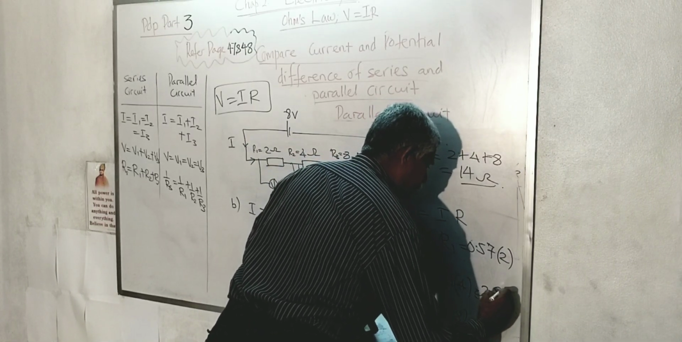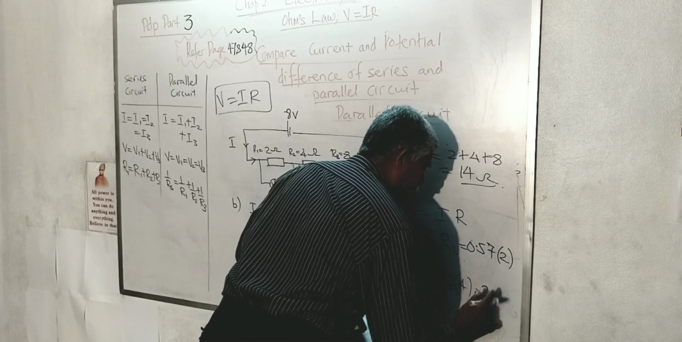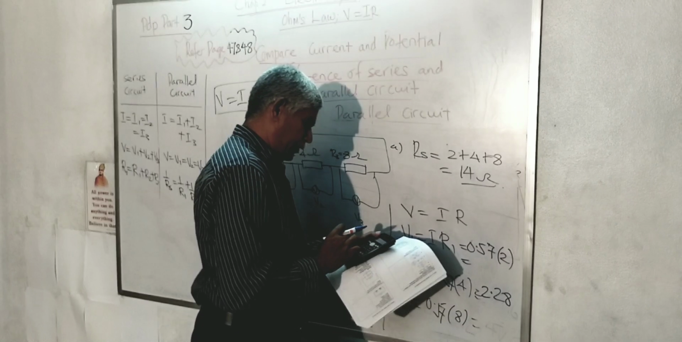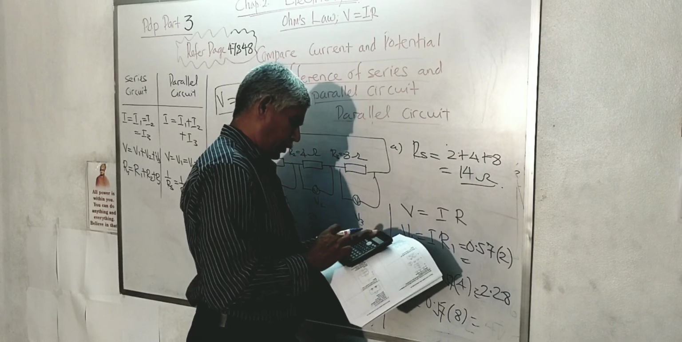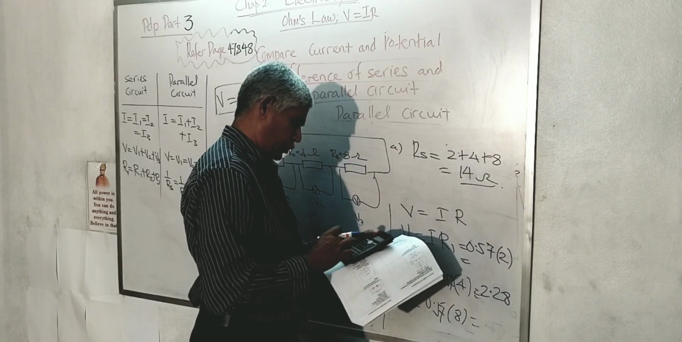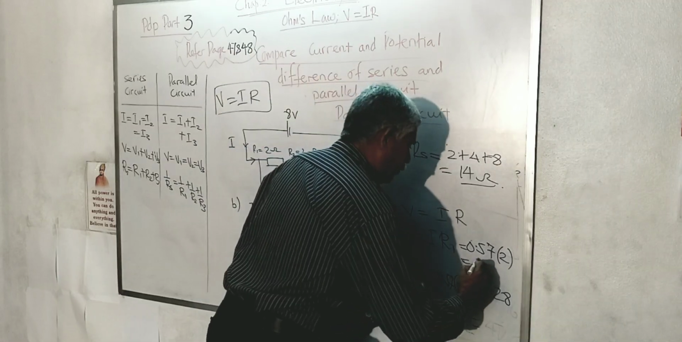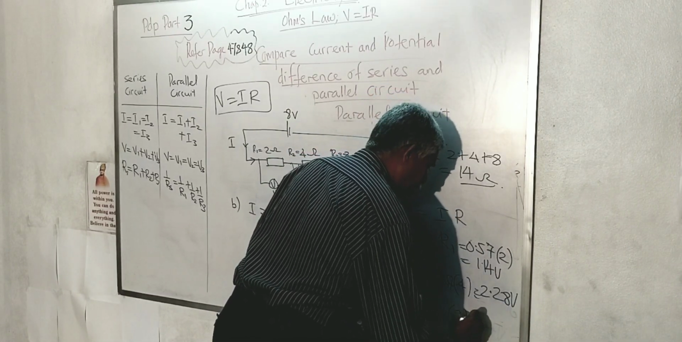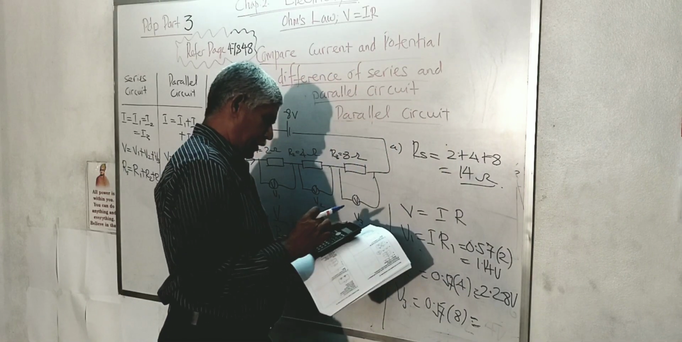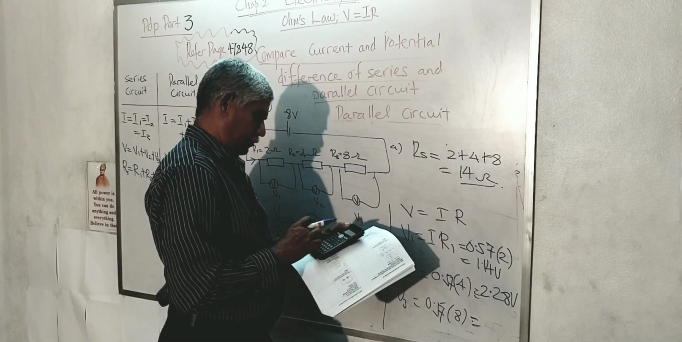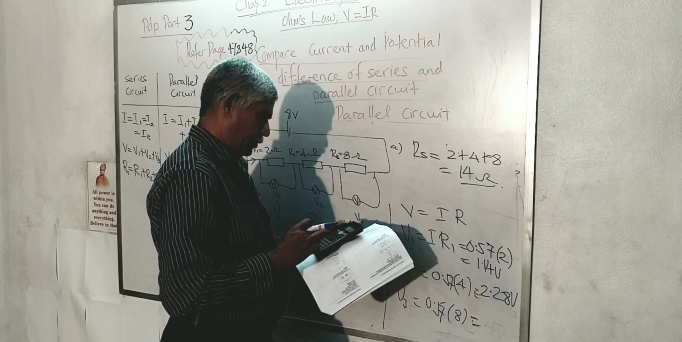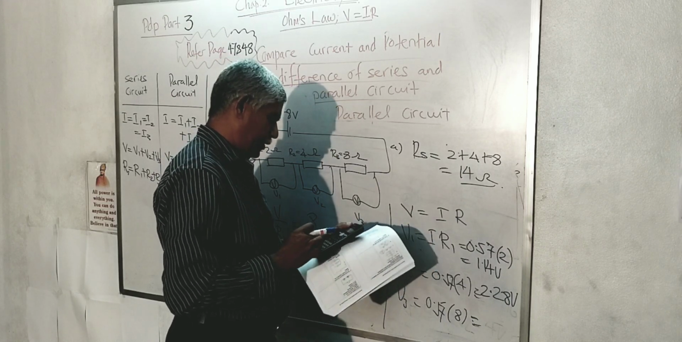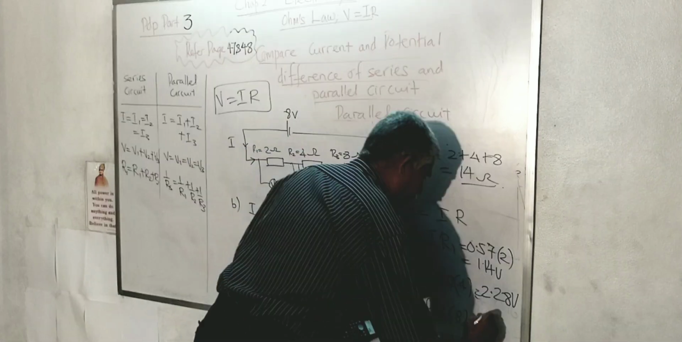2.28. Here 0.57 times 2, you should get 1.14 volt. This is volt, and then 8 times 0.57, you should get 4.56.